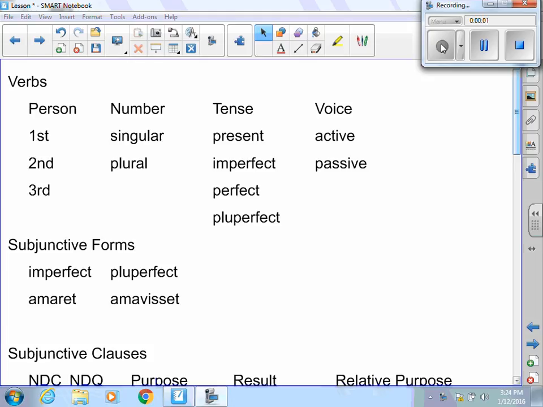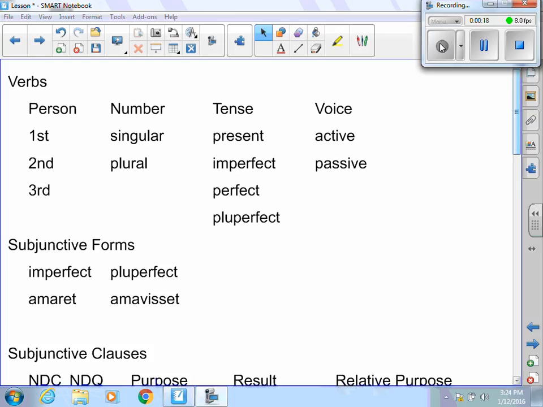All right, this is a stage 30 review. This should prepare you for your stage 30 test. Starting off with verbs, what are you going to have to do with verbs? You're going to have to determine the person, the number, the tense, and the voice of verbs at some point in time during the test.